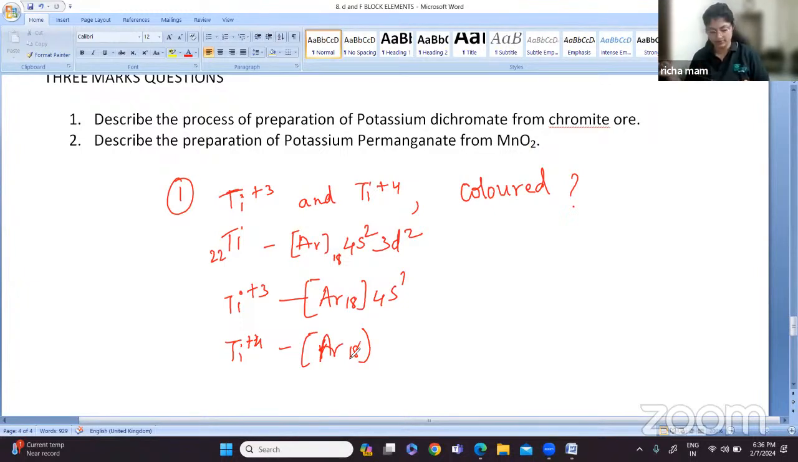Now, can you tell me, try, which is colored and why? Between titanium plus 3 and plus 4, which is colored and why? No answer. Did not understand.